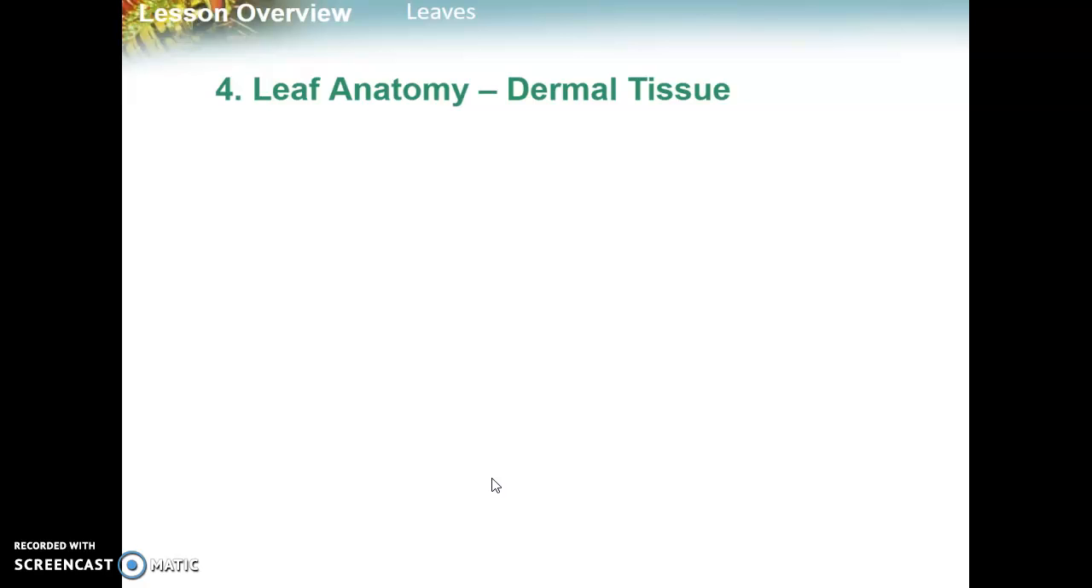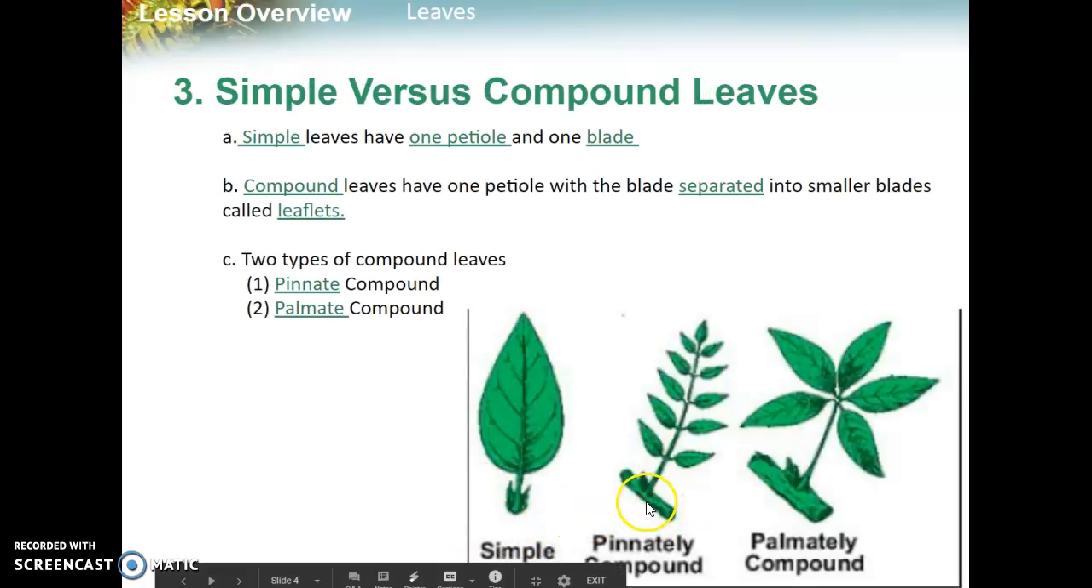And we also talked about some leaves are simple, one blade, one petiole, and some leaves are compound, one petiole, many small blades separated into different pieces called leaflets. And we talked about pinnate compound and palmate compound. I'm going to go back a slide. Here's pinnate compound, where you have a long petiole and leaves come off at different points from that. And then here's palmate. You have a petiole and all the leaves come out from one location. So there's a difference between the two.